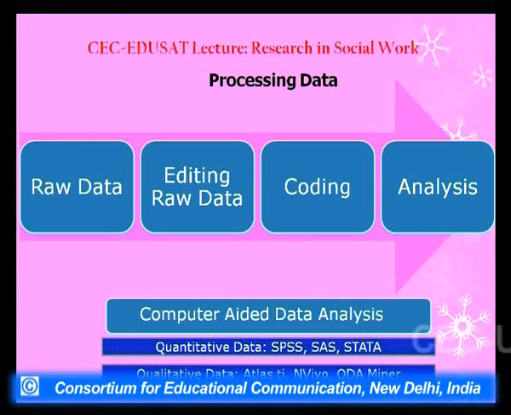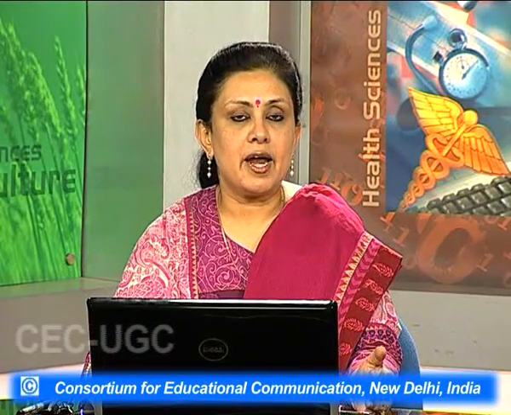This is followed by coding. Coding is assigning numericals or symbols to the data so that our data becomes amenable to processing. It becomes amenable to classification, and to tabulation in case we are undertaking a quantitative analysis of data. So some kind of coding; coding again would depend on the nature of research work.